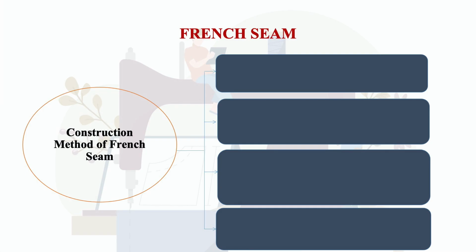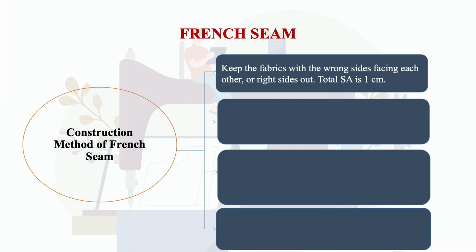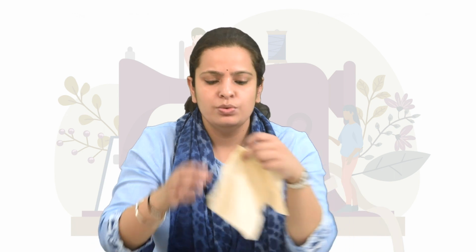Then comes the method of construction for the French seam. In this also we keep the fabrics with the wrong sides facing each other and right side out, like you can see in the picture. Generally, we start stitching from the wrong side of the fabric, but when creating a French seam, we start the stitching from the right side. We have two pieces of fabric.